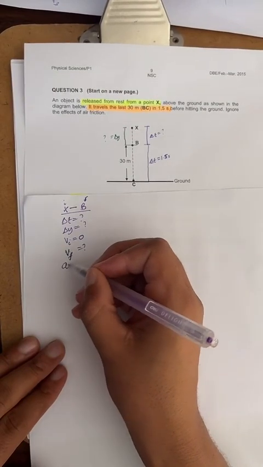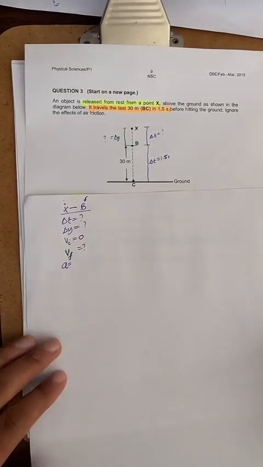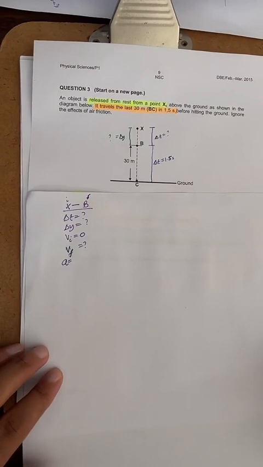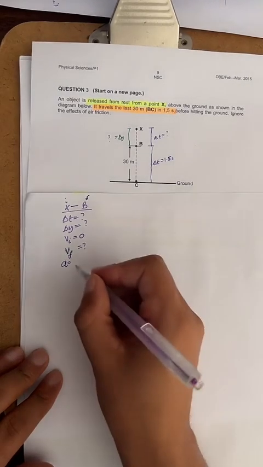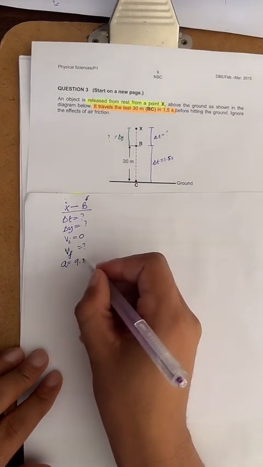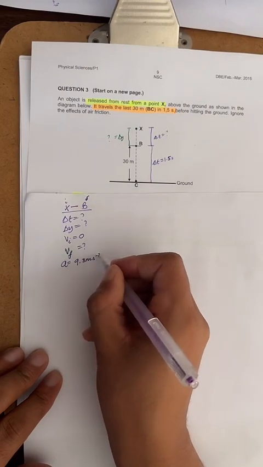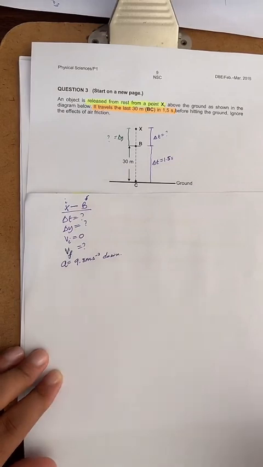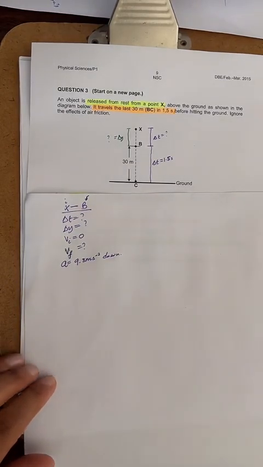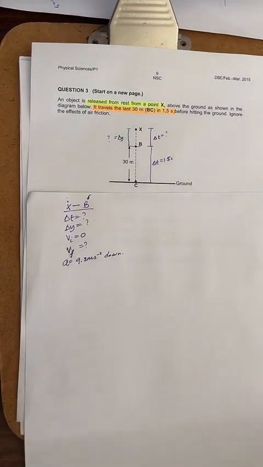And the acceleration, how much is the acceleration between point X and B? It's always 9.8 meters per second squared downwards. I'm writing the direction intentionally, always. You'll see when we do calculations why it is always important to write the physical quantity together with the direction, except time. Time has no direction.